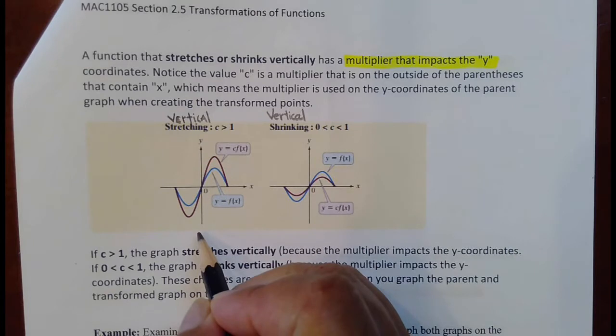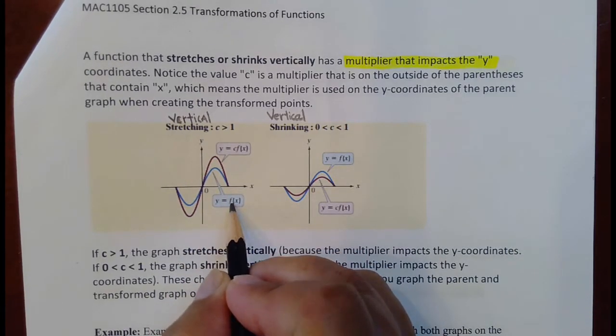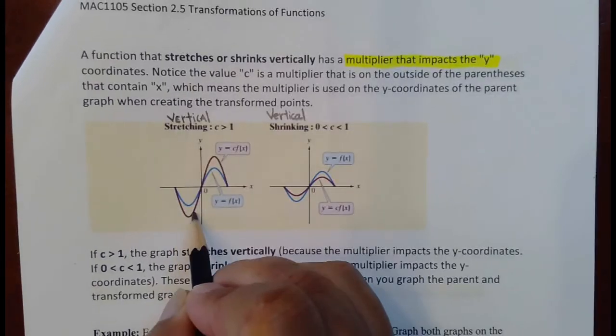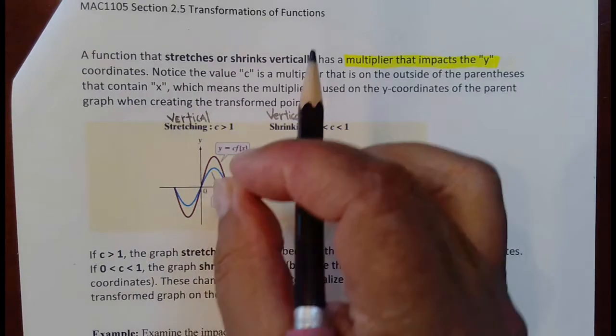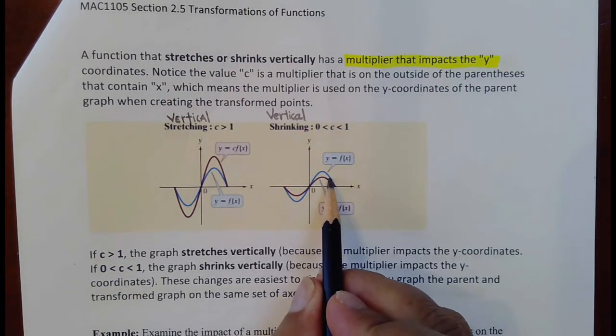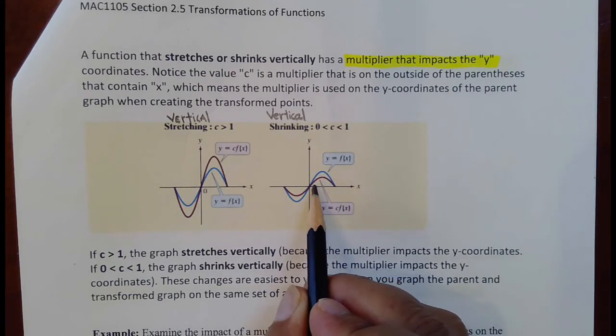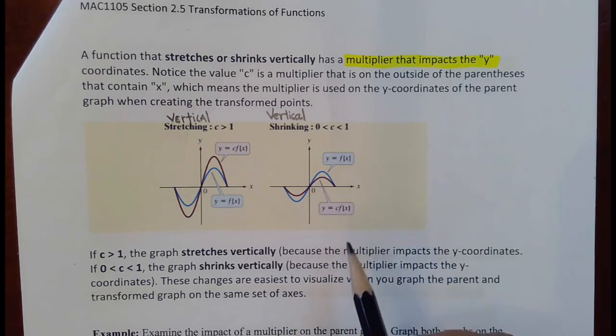And you can see the diagrams here. The blue graph is the original. The reddish line is the line where it has been stretched, pulled up and down, stretched vertically. Again, the blue graph in this one for a vertical shrinking is the blue line, and then this reddish line is the vertical shrinking. So now we're going to try this on an actual problem.